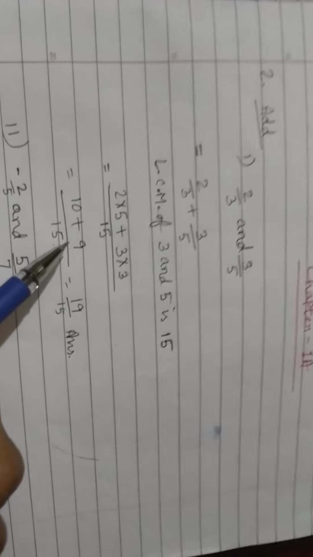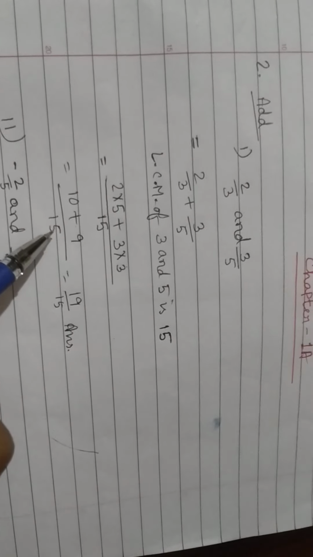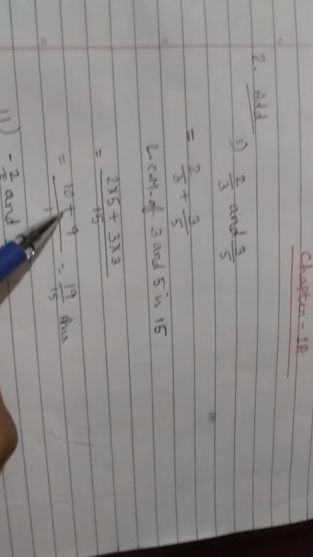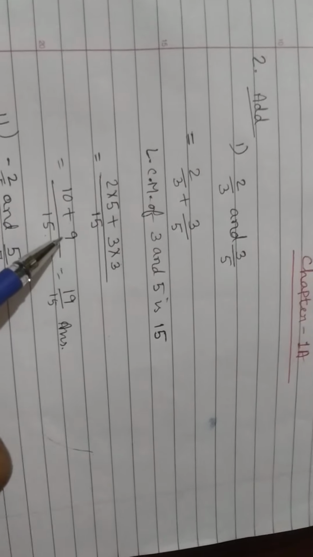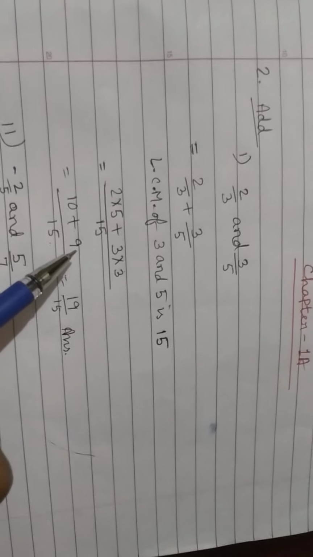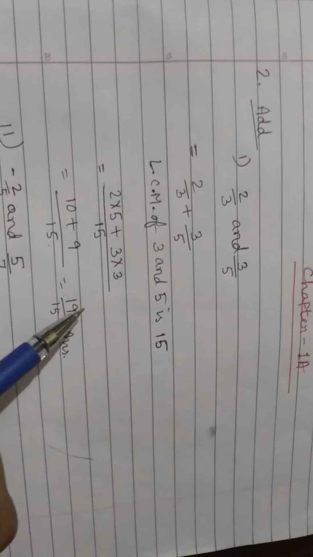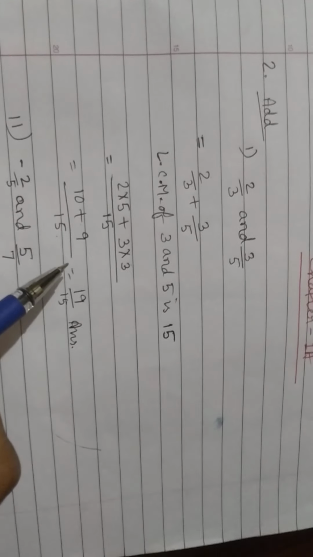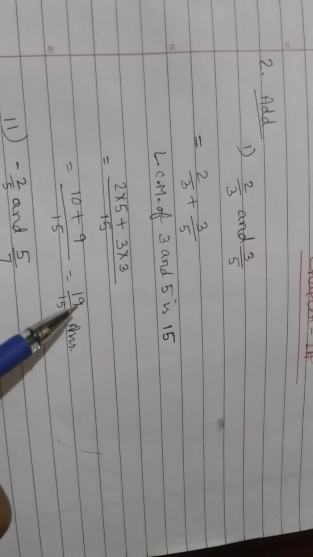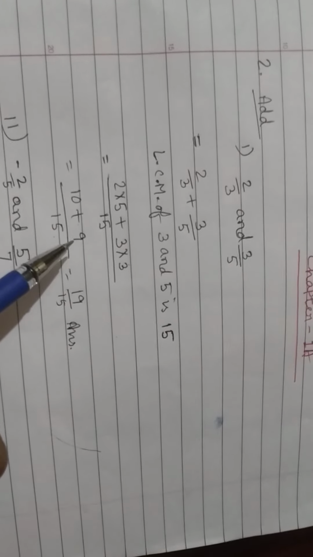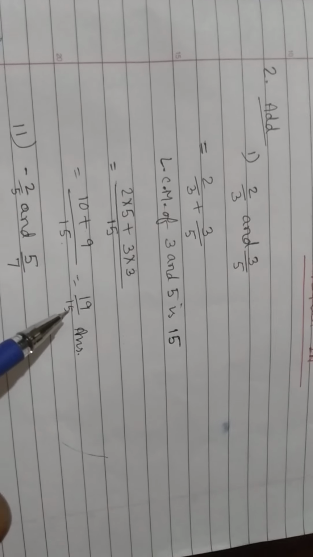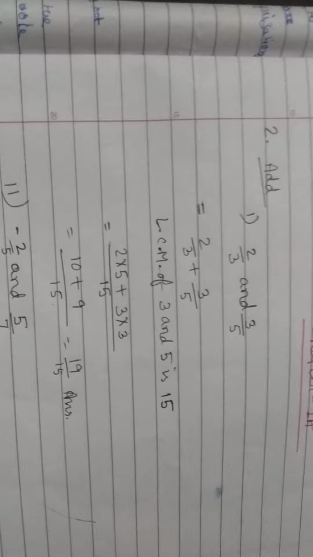Next step, the denominator is 15, and 2 into 5 is 10, plus 3 into 3 is 9. Both numbers are positive, so we add and the sign will also be positive. 10 plus 9 becomes 19. Both numbers are positive, so the sign will be positive. 19 by 15 will be the answer.